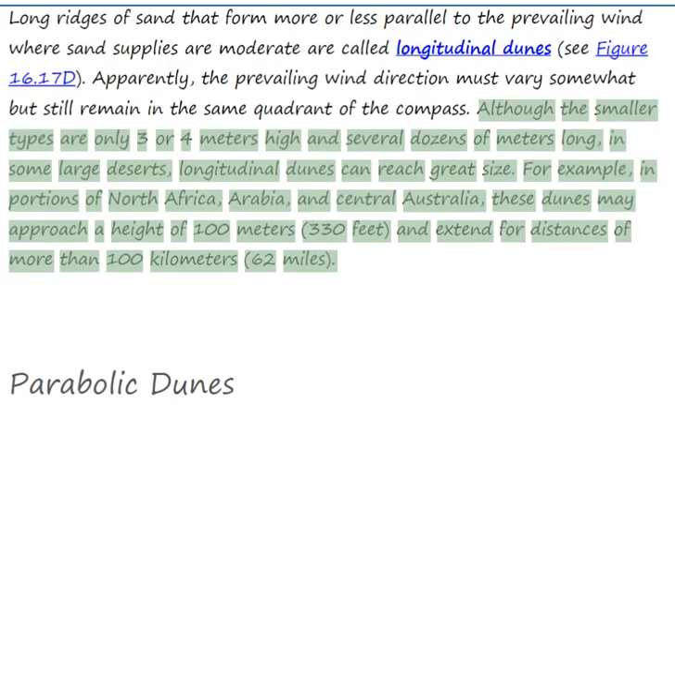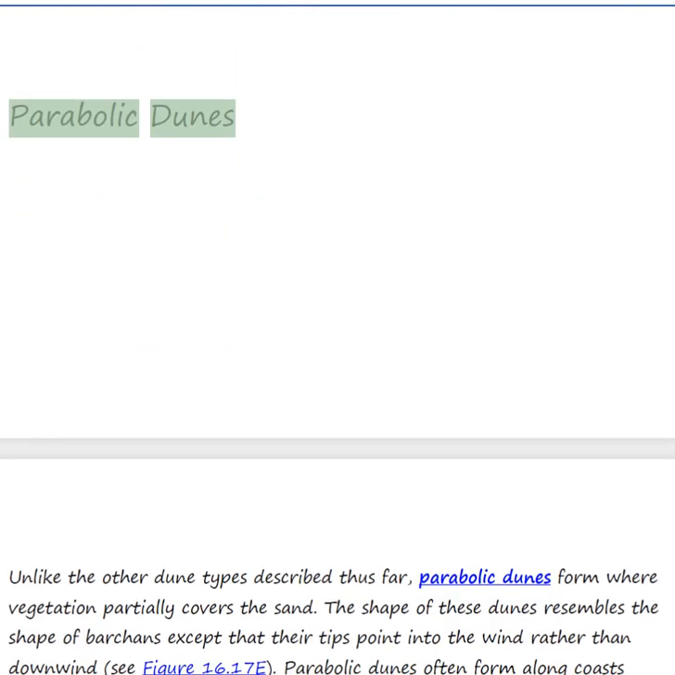Although the smaller types are only 3 or 4 meters high and several dozens of meters long, in some large deserts, longitudinal dunes can reach great size. For example, in portions of North Africa, Arabia, and Central Australia, these dunes may approach a height of 100 meters and extend for distances of more than 100 kilometers. Parabolic dunes.